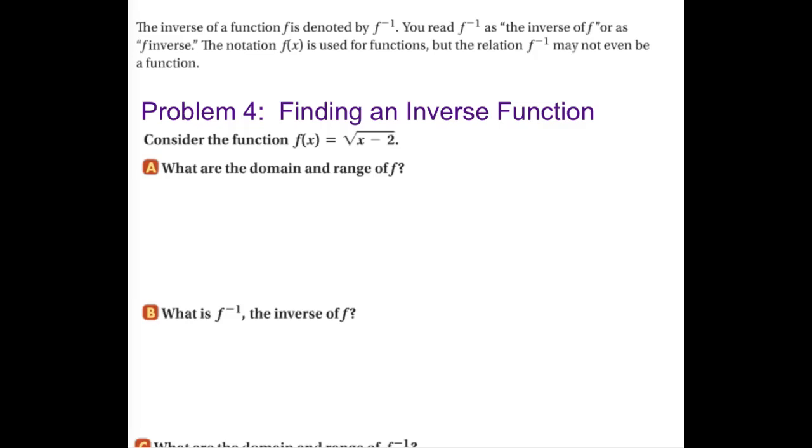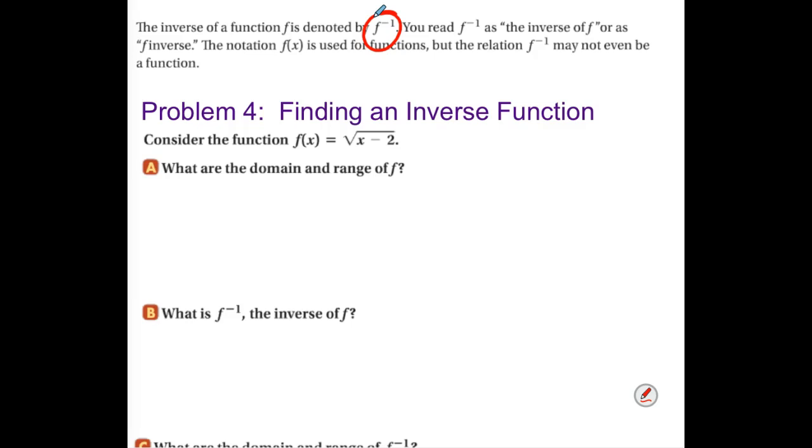It says the inverse of a function is denoted with this notation. We read that as the inverse of f, or f inverse. If we start with a function, so if we start with f of x, and we calculate what that new inverse function should look like, it may or may not be a function. We can come up with a new equation or a relation, but it doesn't necessarily have to be a function.